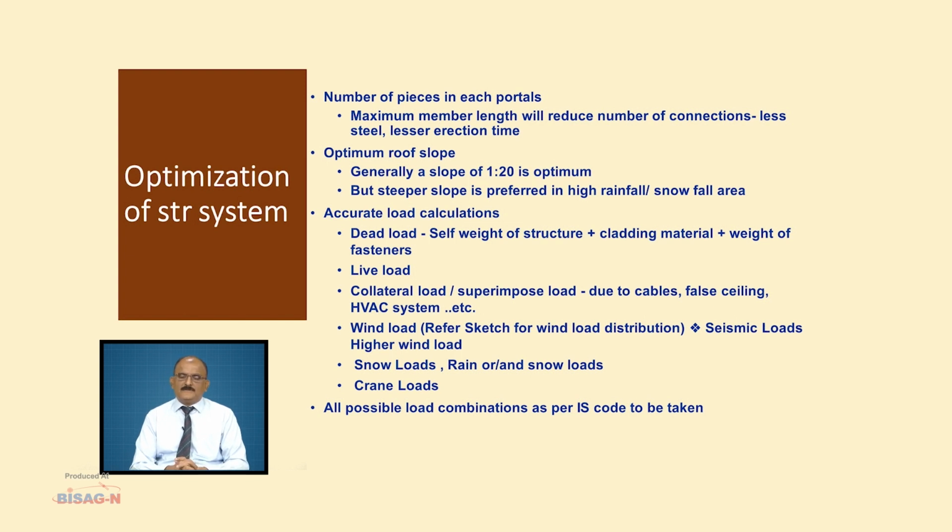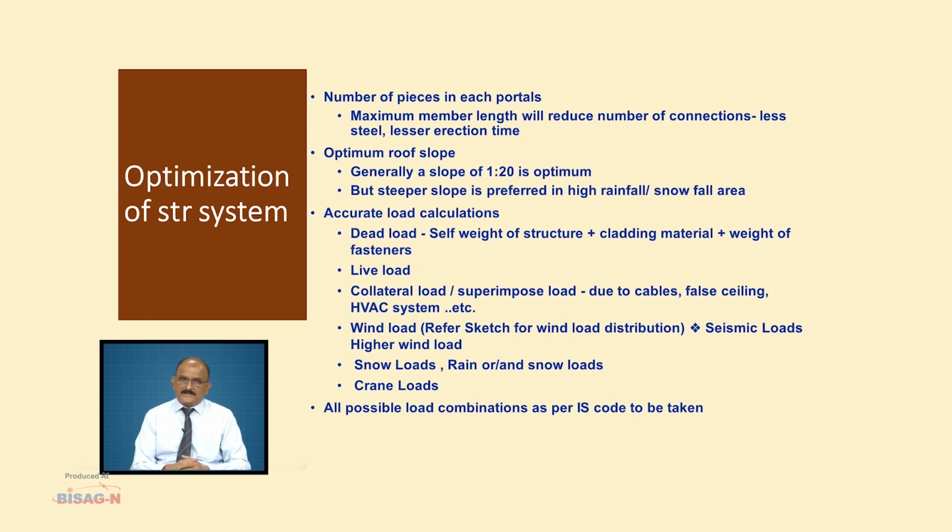Similarly, roof slope: generally a slope of 1:20 is considered as optimum in case of a general structure, but a steeper slope is preferred in heavy rainfall or snowfall areas, and accordingly it can be designed. But then you can have iterations like whether 1:20 is optimum, or 1:50 is optimum, or 1:10 is optimum. This can be done by a few iterations. Nowadays faster softwares are available, so this is not a big deal. You can arrive at optimization very easily.